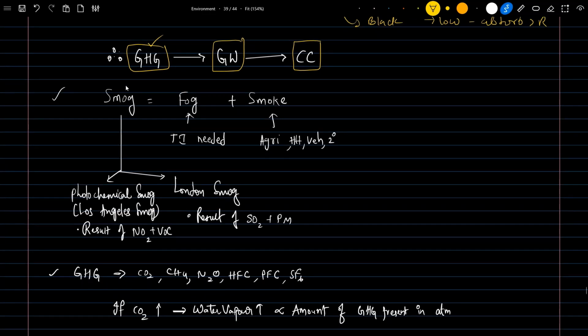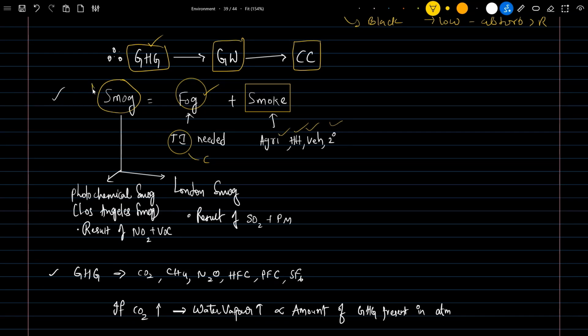Now let's understand smog. Smog is nothing but a combination of fog and smoke. We get smoke through different sources like agriculture, vehicular, industrial, household. There may be a number of ways where we get smoke. And fog, how is fog formed? For fog to be formed, we need a temperature inversion condition. At night time, because of cloudlessness and long nights, the temperature inversion condition occurs. This leads to the formation of fog.